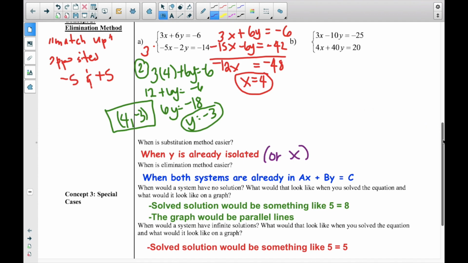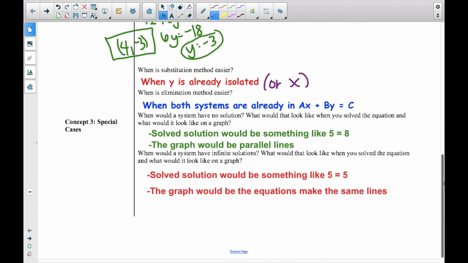Okay, what about no solution and many solutions? Because we do have those that come up. When does that happen? Well, if you're working it out and solving it, the answer will be something like 5 equals 8. If you get 5 equals 8, that means no solution. Of course, it could be anything, like 0 equals 2, or 10 equals 20, whatever. Something that doesn't work means no solution.